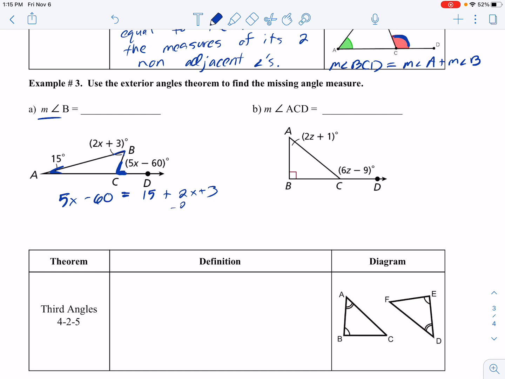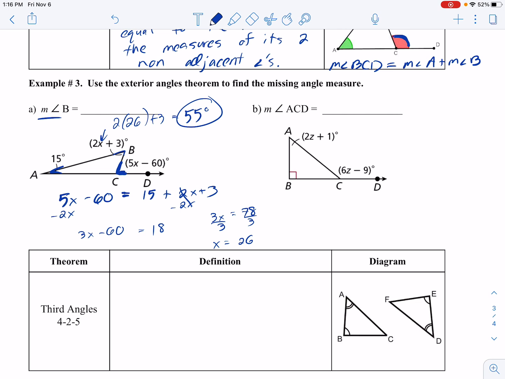Let's get our variables on the same side. We can combine our like terms here. Add our 60 to the other side, and we get 3x equals 78. And that's going to go in evenly. We get 26. If we want the measure of angle B, we need to plug our 26 in. 2 times 26 plus 3 gets us 55 degrees.